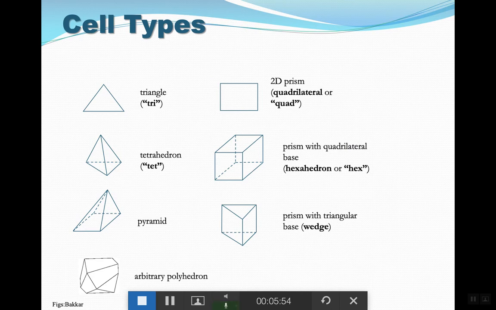So first, let's start with different cell types, individual cell types. There are many different cell types, especially in 3D. In 2D, the types are different.